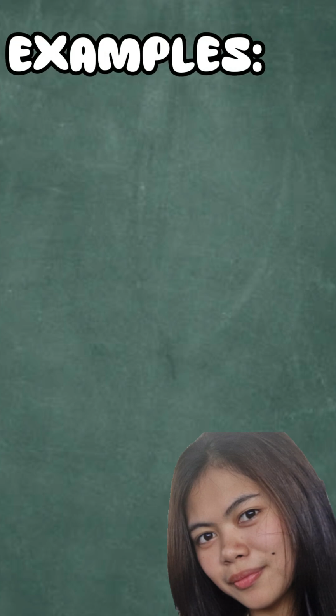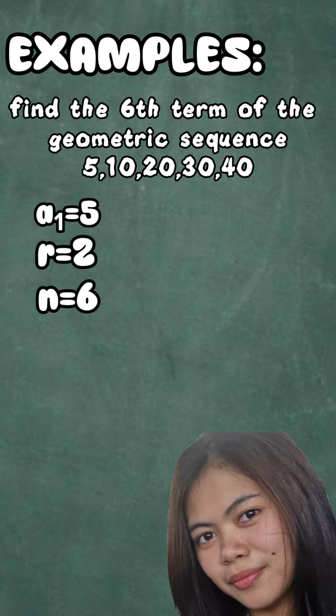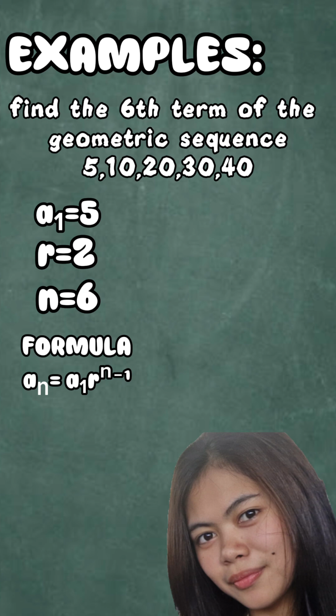Example number 1. Find the sixth term of the sequence 5, 10, 20, 40. So the given here is a_1 is equal to 5, the common ratio is 2, and n is 6. Our formula here is a_n equals a_1 times r raised to the power of n minus 1. a_6 is equal to 5 times 2 raised to the power of 6 minus 1.